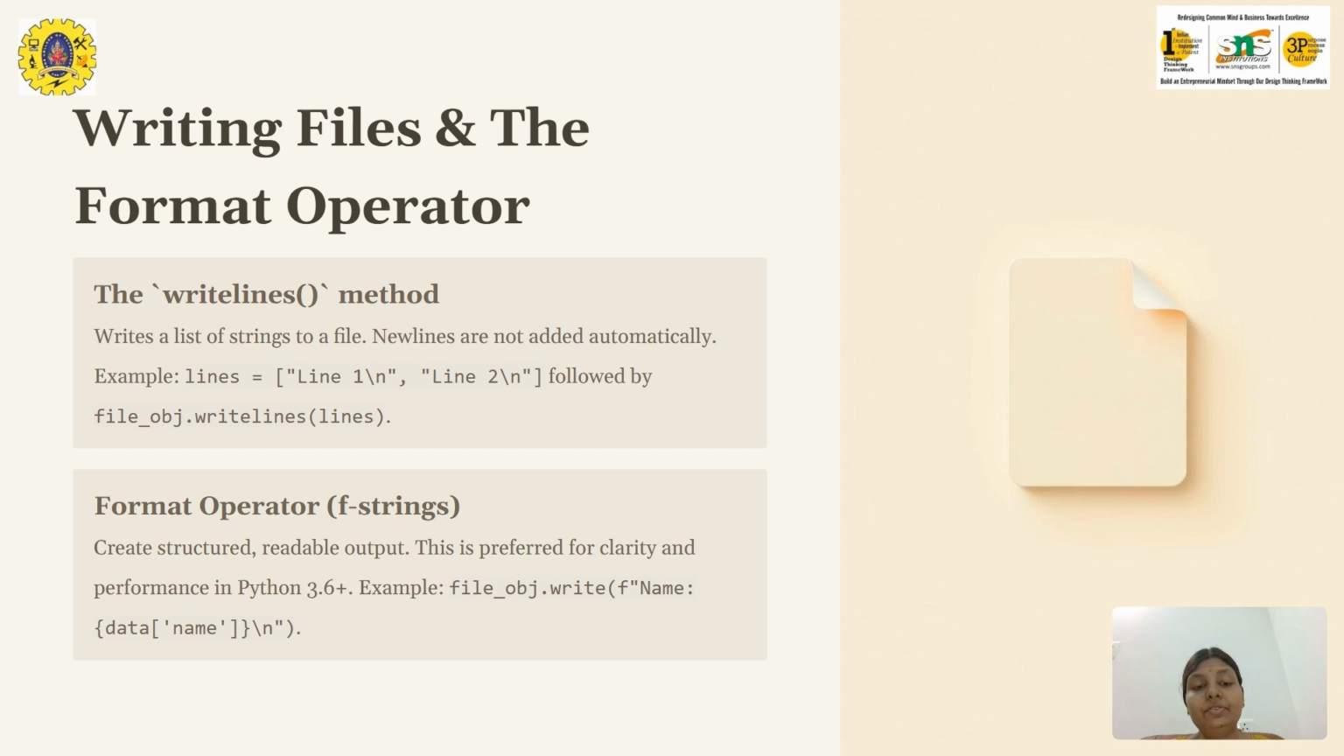Format operator f-strings. Create structured, readable output. This is preferred for clarity and performance in Python 3.6 version. Example: file object dot write, file name, data name.